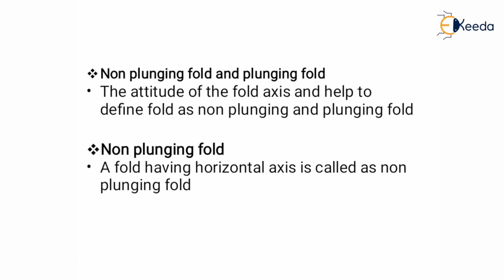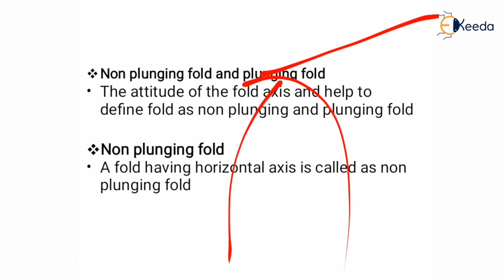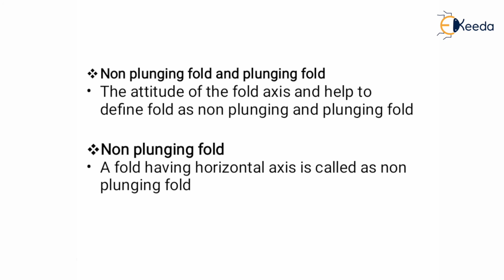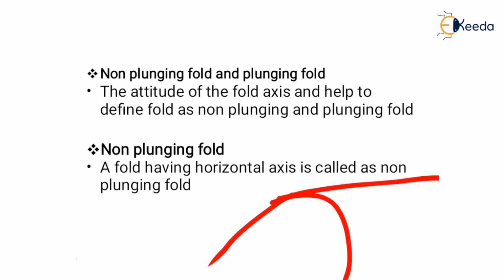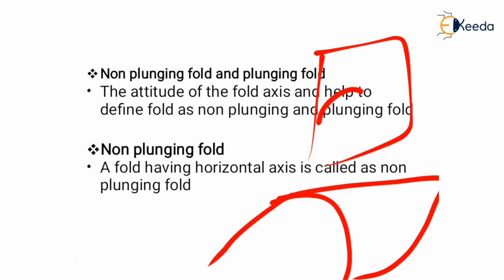Then non-plunging fold and plunging fold. The attitude of the fold axis helps to define the fold as non-plunging or plunging. The attitude of the fold axis. See, this is the fold and this is the fold axis. The attitude of this axis classifies the fold. A fold having a horizontal axis is called a non-plunging fold. If the axis is horizontal, then we can see this is the surface area, and here we see this type of fold. We cannot see it vertically. This is called a non-plunging fold.